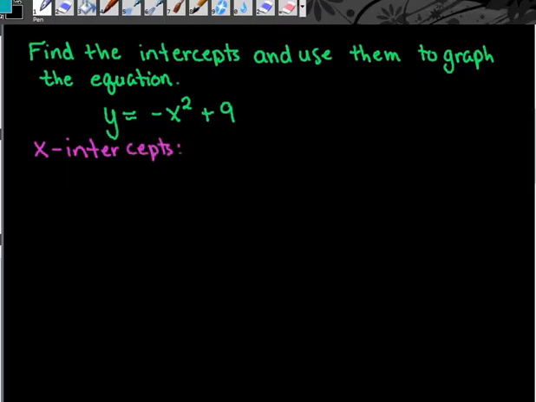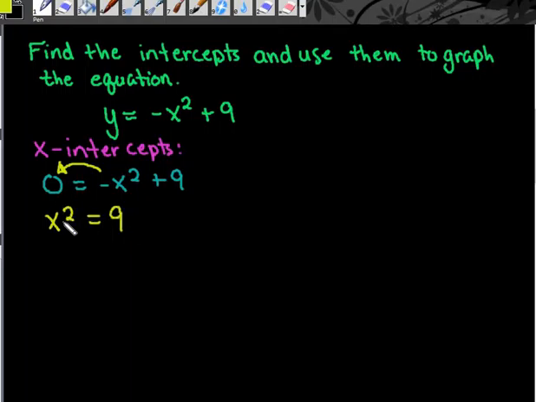So what we would do is we would take and replace y with 0, and we would solve for x. The easiest way to solve for x, because x squared is negative, I would recommend moving this to the opposite side by adding it to make it positive. So we end up with x squared equals 9.